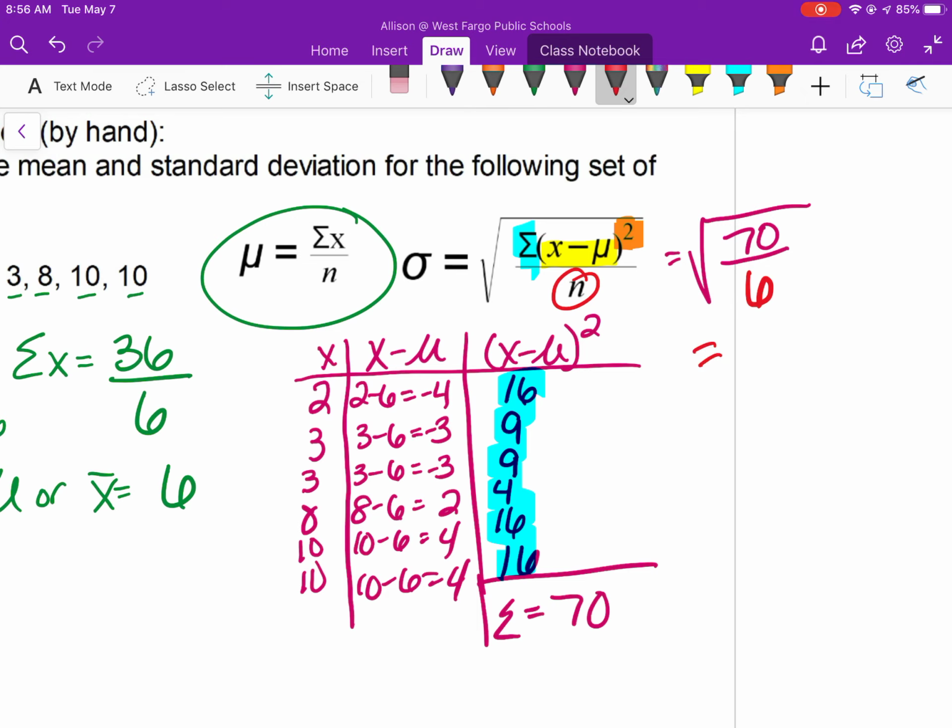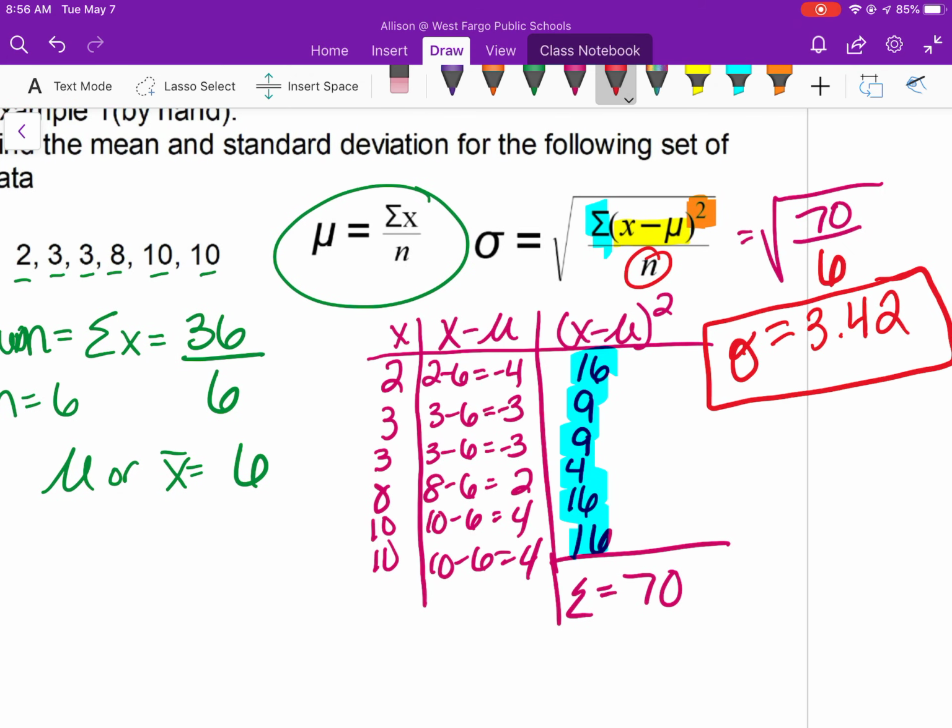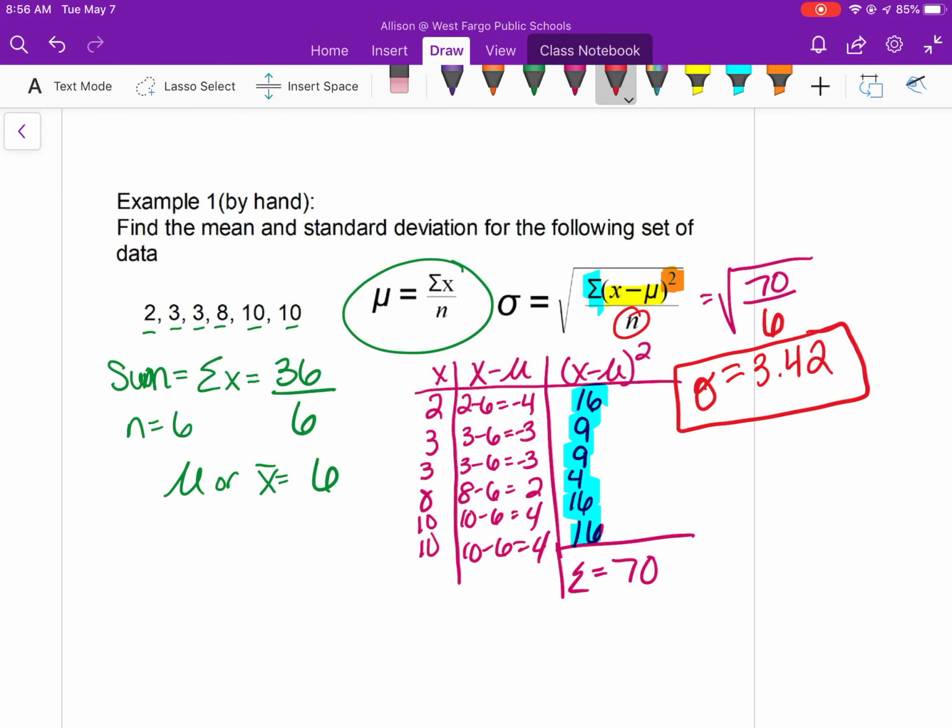3.42. I rounded that. It's an approximation. So we can say that that is our standard deviation, which we use sigma. So 3.42, which tells me that my average was 6. And the standard deviation tells me that all of my data points are about 3.42 away from the average.